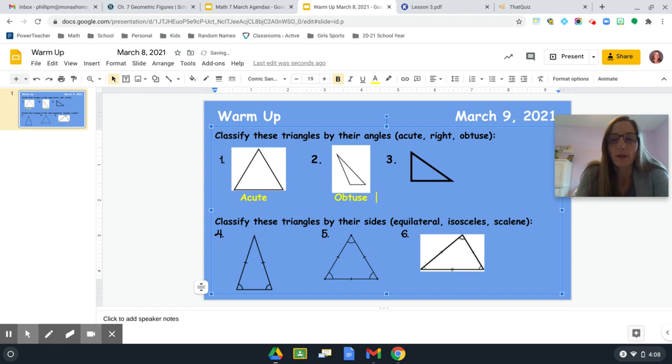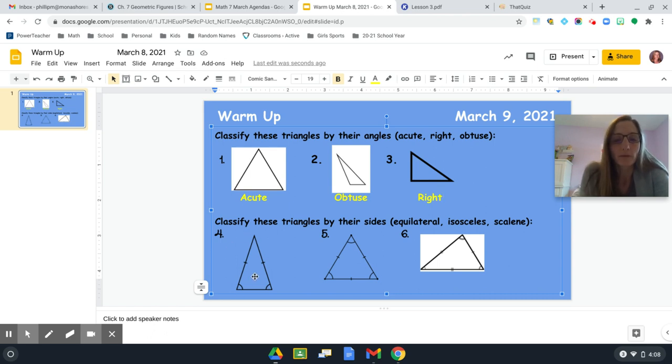And then number 3, here you see it looks like a right angle. The little box isn't there. It doesn't say 90 degrees, but you're not always going to see it like that. As it is, it's a 90-degree right angle in there, and so that is a right triangle, just by its angles.